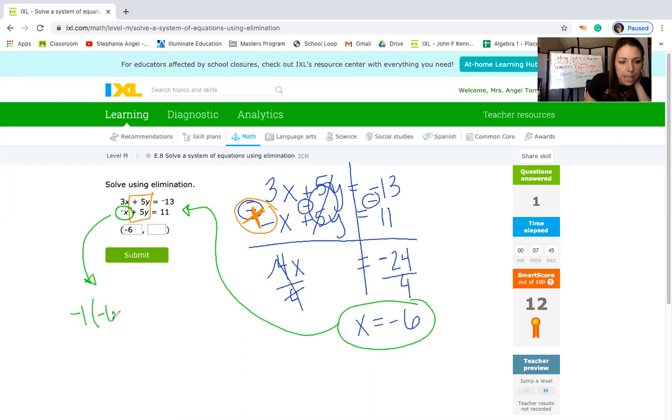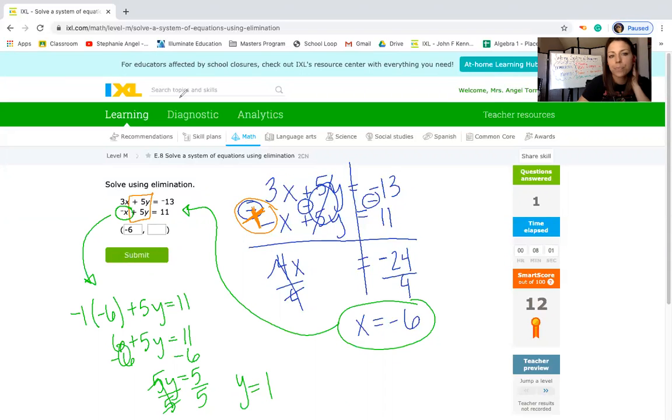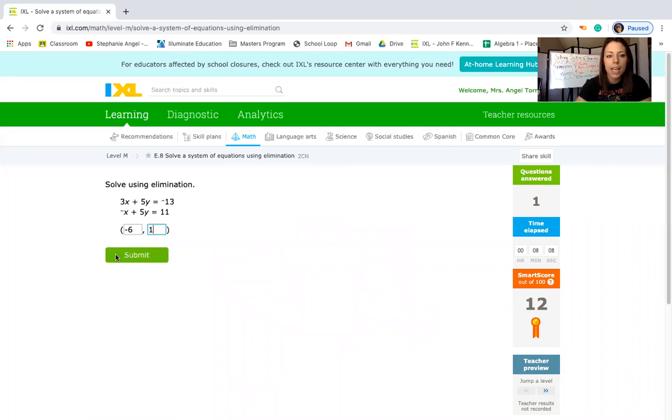Negative 1 times negative 6 plus 5y equals 11. So 6 plus 5y is 11. Subtract 6 from both sides. 5y, oops, that's a zero term, equals 5. Divide by 5 on both sides. It's a big one factor. You get y equals 1. All right, let's see if that's correct. Clear all my drawings, and voila, we good.